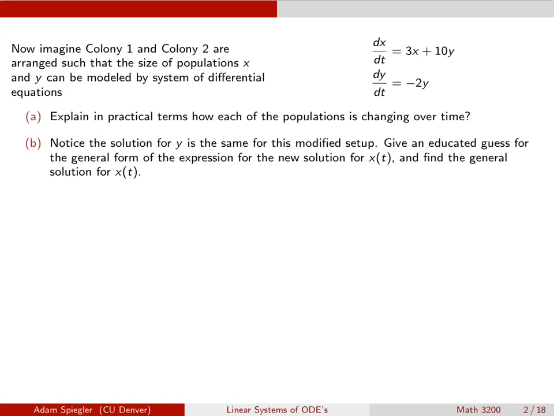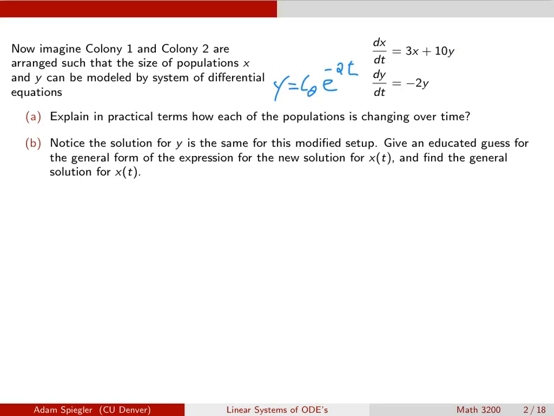Okay, so continuing with the bacteria colonies that we were looking at, previously these were two independent populations. And now we haven't changed the differential equation for y, so we still have dy/dt is minus 2y. And that differential equation we've already solved. We already found that that solution was given by y is equal to, say, some constant c2 e to the minus 2t. But the differential equation for x has changed. So before we just had dx/dt was 3x, but now we're adding this 10y on over here.